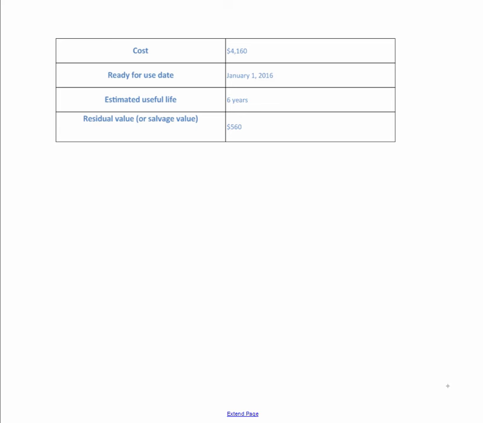Again, we're going to use the example of our forklift truck, but this time we're going to assume that it wasn't ready for use on January 1st, 2016. We had to do a bunch of repairs. Remember, we purchased a used item and then we had to repair it and things like that. So let's assume that instead it was ready for use on March 1st, 2016.